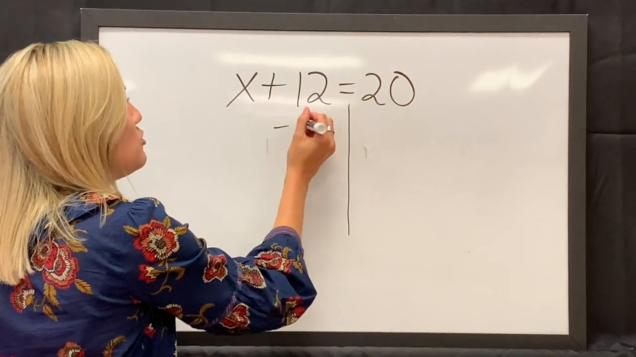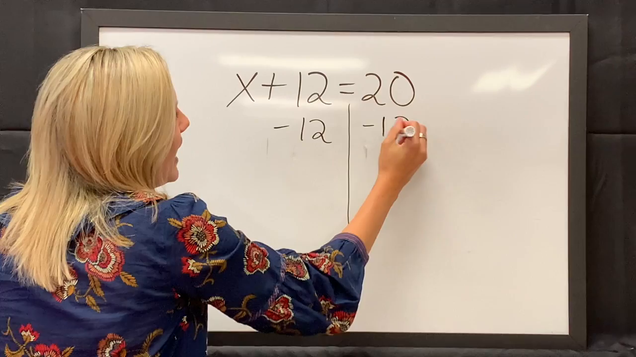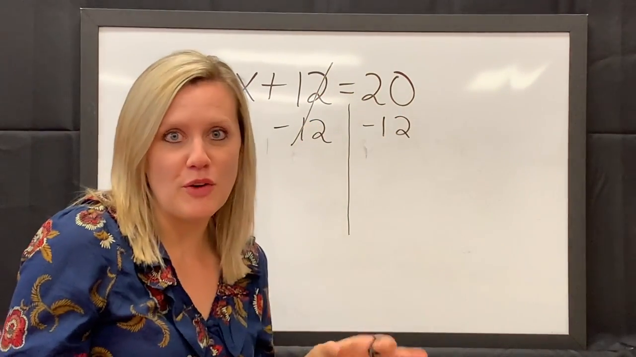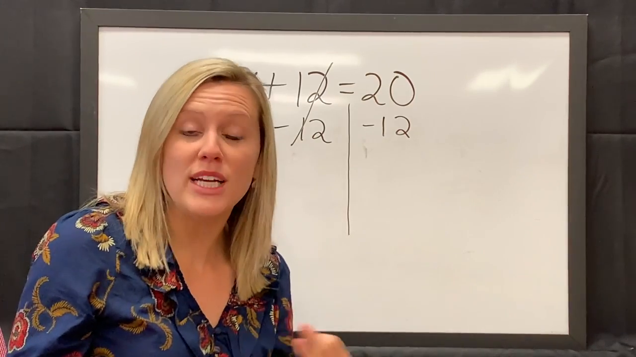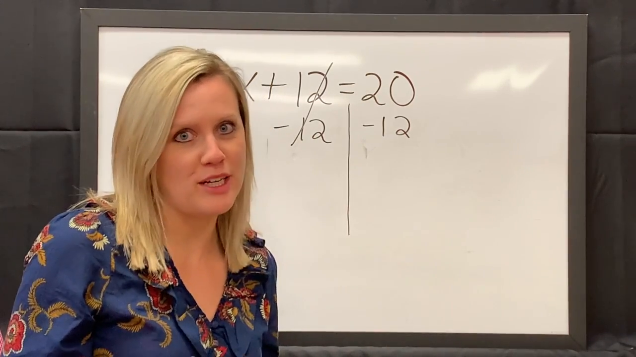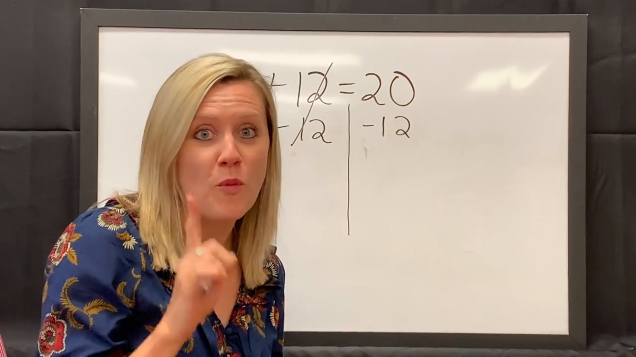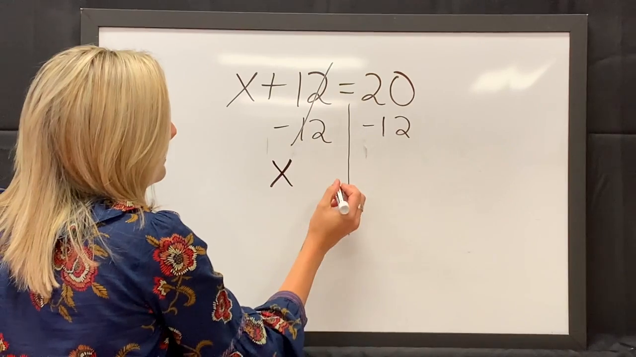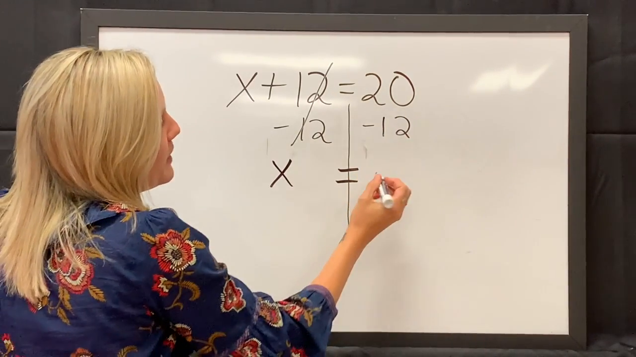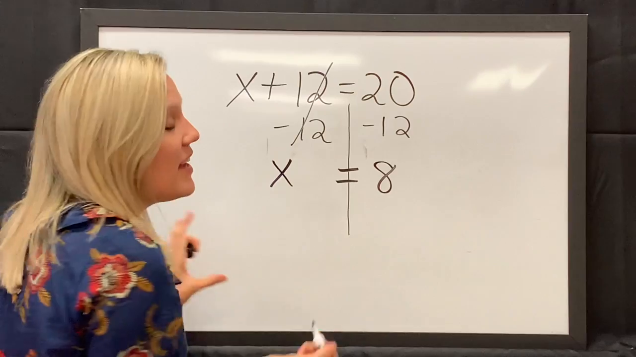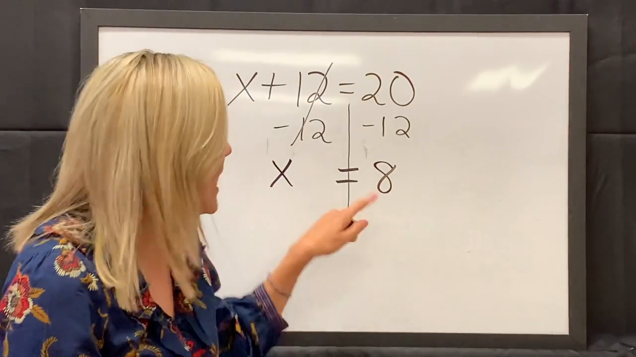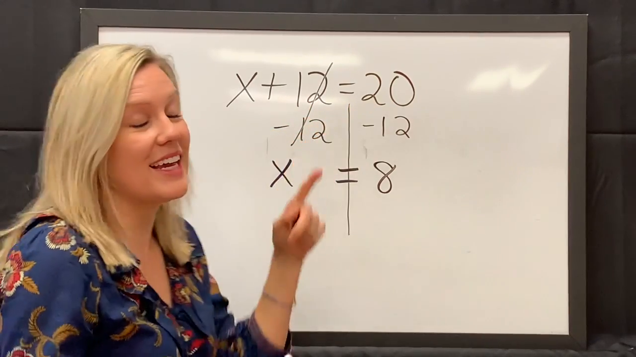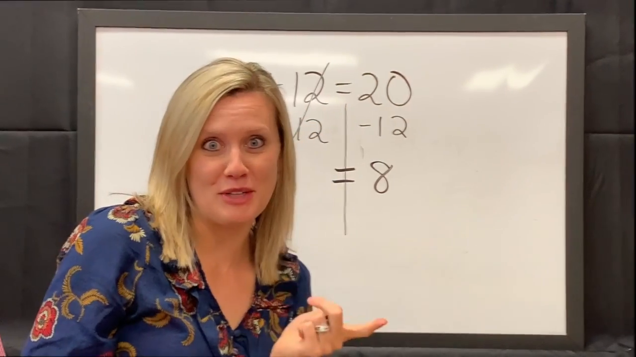So I am going to subtract 12, and these are going to cancel. 12 minus 12 is 0, and x plus 0 is just x, and that's what I'm trying to find out. I am trying to find out what x is. Okay, so I have x over here by itself now, and then 20 minus 12 is 8. And then I can always go back and double check. Is 8 plus 12 equal to 20? Yes, it is. Let's do another one.